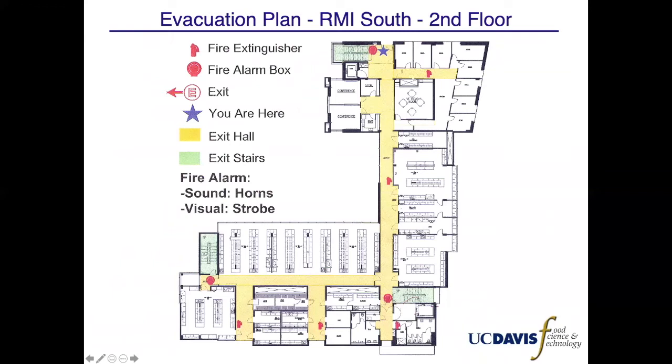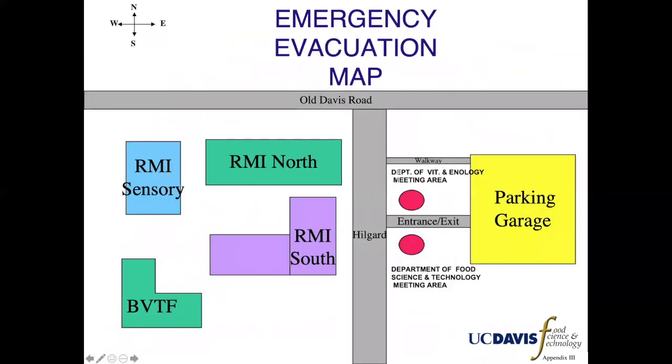Here's an example of the building evacuation plan. These are posted at the entryway to each lab. These detail where the exits are, as well as fire extinguishers and fire alarm pull boxes. This is the emergency evacuation map. This map is also located in the department EAP. It is simple, but details where to meet during an emergency evacuation of the complex. Members of the Food Science and Technology Department will meet on the right-hand side of the parking garage if you are facing the parking garage.